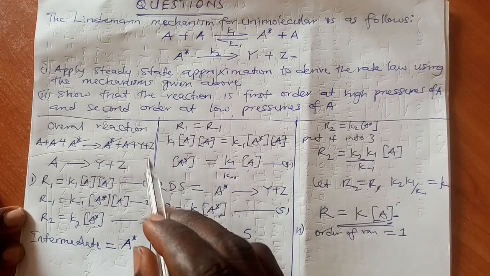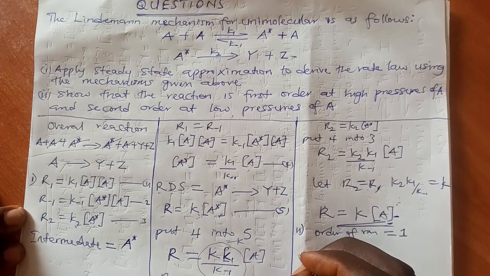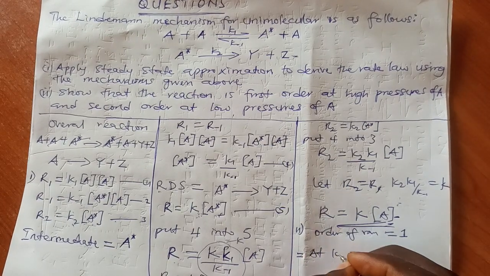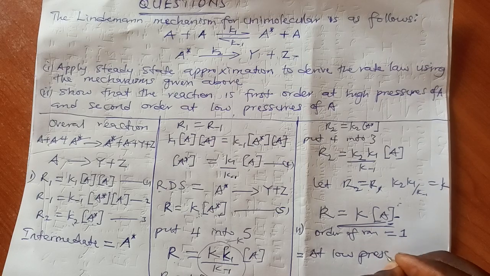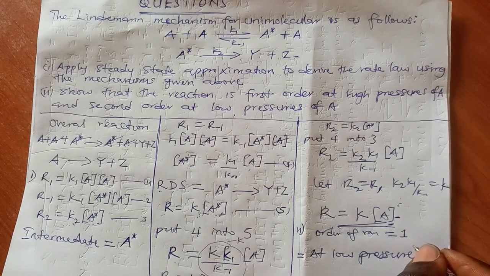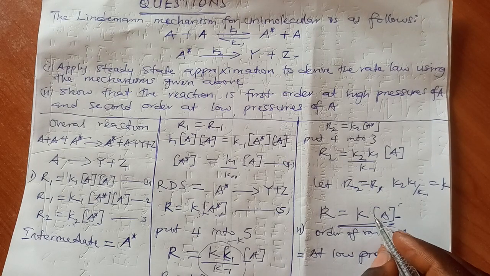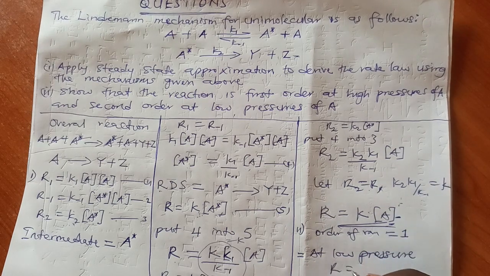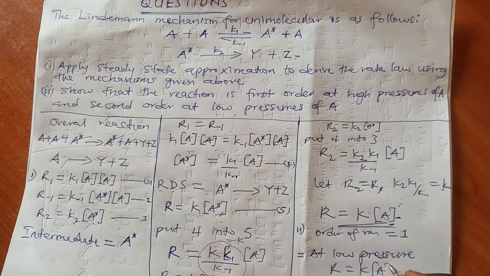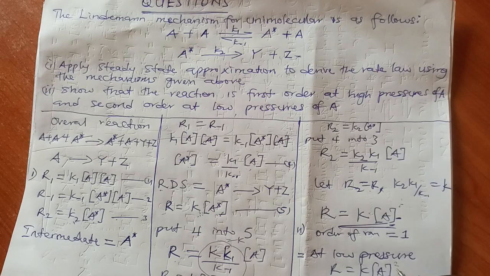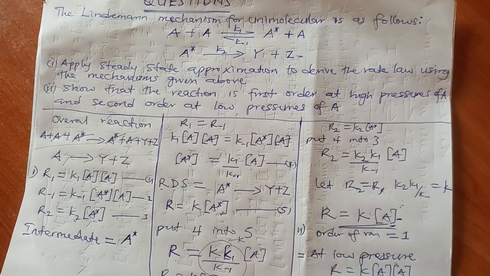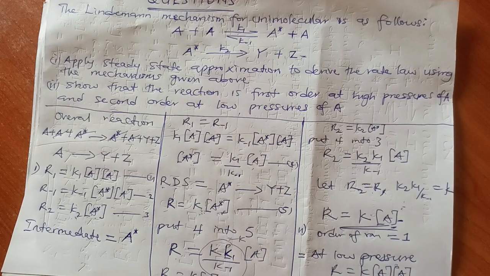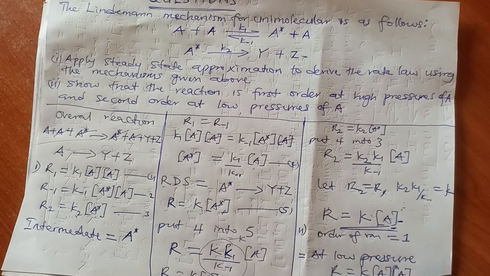And they say show that it is second order at low pressure. At low pressure, if you want it to become second order, that means you shall have R equal to K A raised to the power of 2, to show that it is a second order.